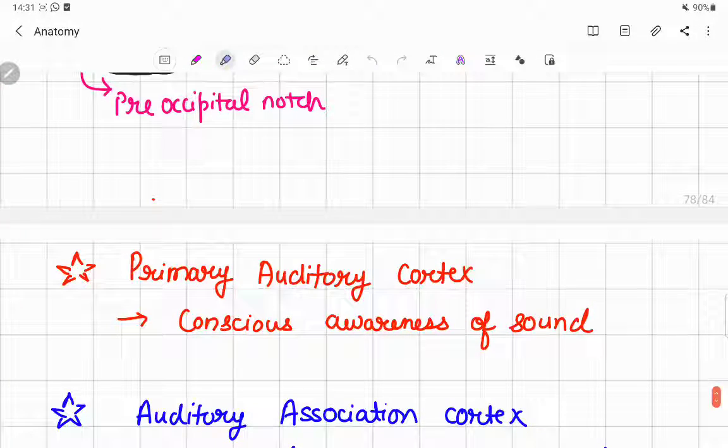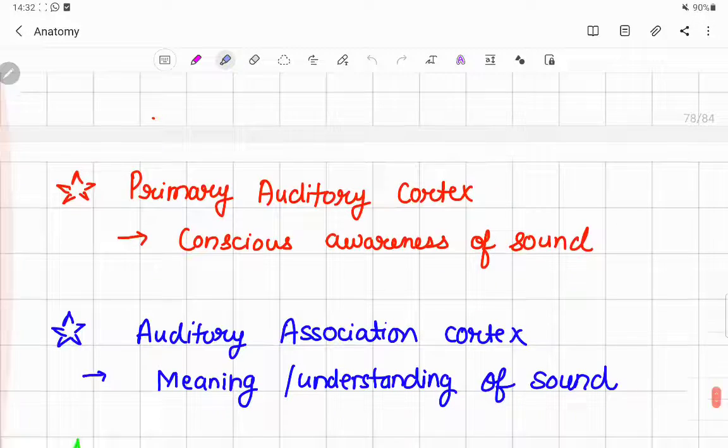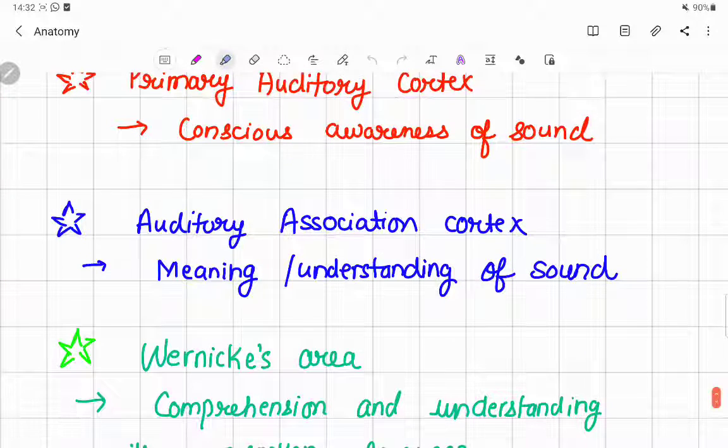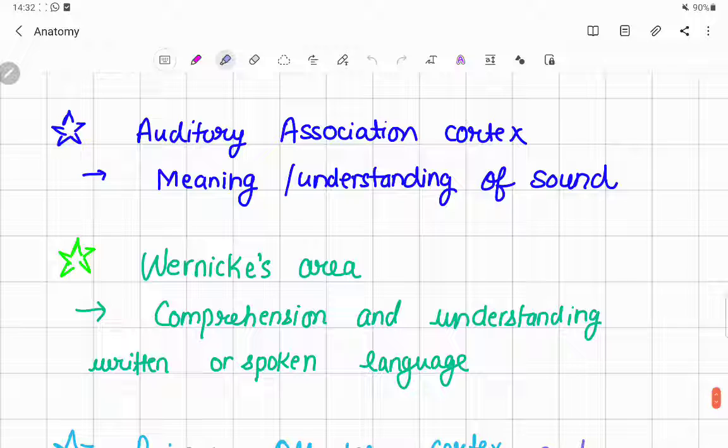So let us see their functions in brief. The primary auditory cortex, as the name suggests, is responsible for conscious awareness of sound. The auditory association cortex is responsible for taking the sensory information which is coming into the primary auditory cortex and manipulating its meaning, understanding the sound. Wernicke's areas, we have already talked about this in the first part of the cerebrum, are responsible for comprehension and understanding of written or spoken language.